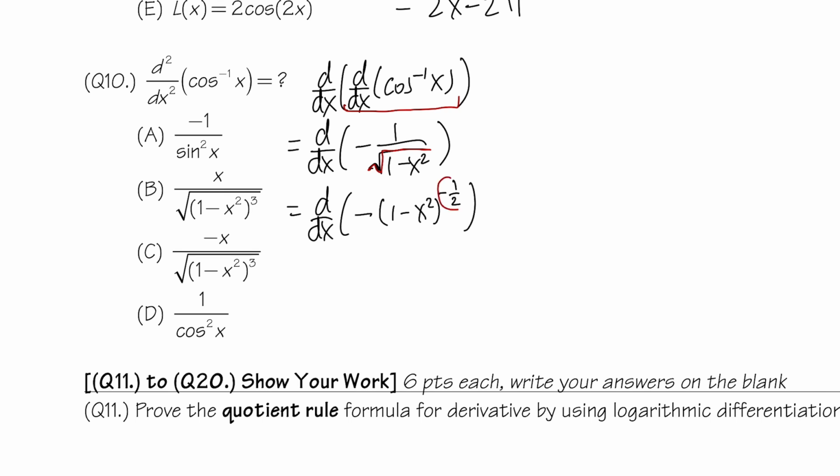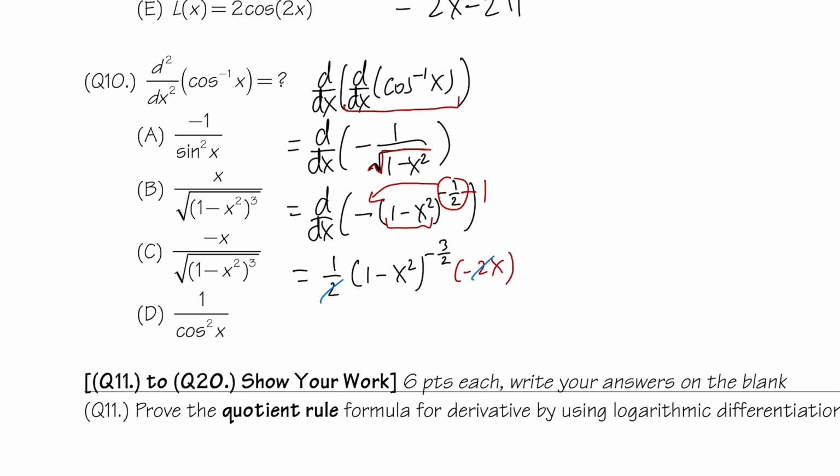From here, we use the power rule. Bring that power to the front. And let's see what we get. Negative times negative, we get positive 1/2. Be careful with the sign. And then we have the 1 minus x squared. Negative 1/2 minus 1 is negative 3/2. And don't forget the chain rule. Multiply by the derivative of 1 minus x squared, which is negative 2x.